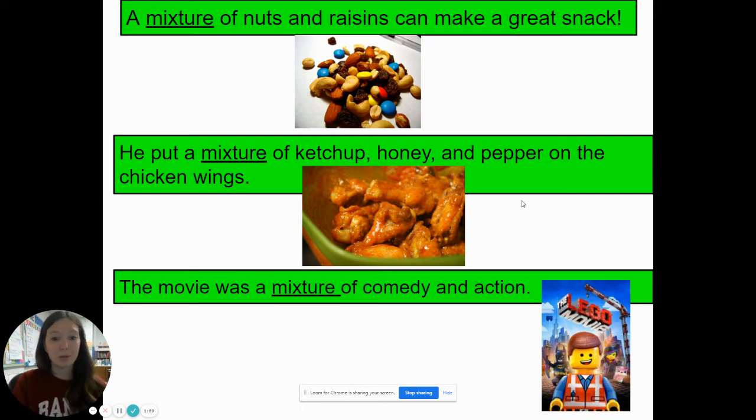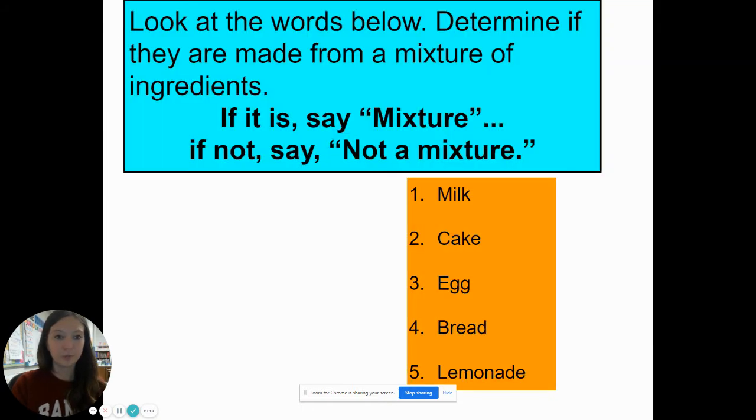The movie was a mixture of comedy and action. So I immediately thought of the Lego movie because that movie has a lot of funny scenes in it, so comedy, and it has some action, like some scenes that are really fast paced and there's a lot of action going on. So it's kind of a combination of both.